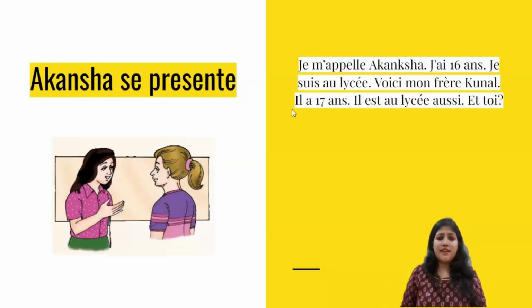Akansha is presenting herself and says, Je m'appelle Akansha, j'ai 16 ans. So I'm Akansha and I'm 16. Je suis au lycée. Et voici mon frère Kunal. Il a 17 ans. Il est au lycée aussi. Et toi? So here the two girls are having a conversation where Akansha is telling her about herself, saying that she's 16 and goes to school. And here is her brother Kunal, who is 17 and is also in the school.